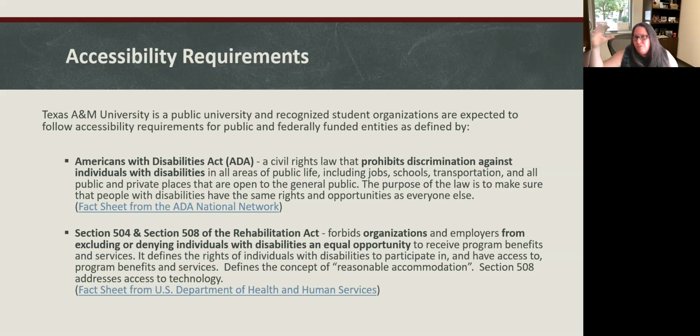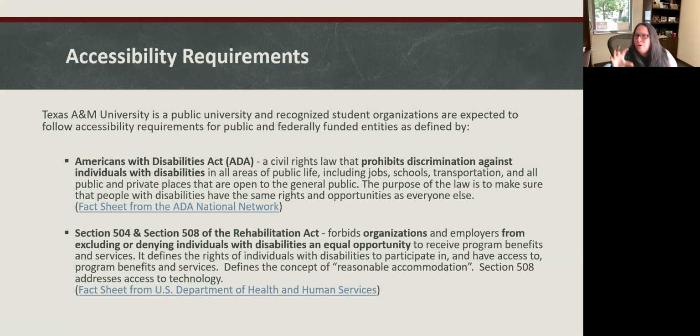So the things that govern us, the Americans with Disabilities Act is a big one. It's that civil rights law that is trying to prohibit discrimination against people with disabilities. Now, it's everything from their public life, job, school, transportation, anything that's open to the public needs to be accessible. We're a public university, so our facilities and programs and events need to be accessible.